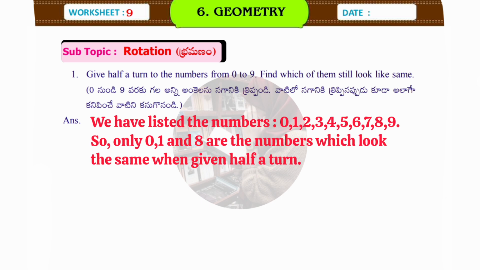We have listed the numbers from 0 to 9: 0, 1, 2, 3, 4, 5, 6, 7, 8 and 9. If we give a half turn to these numbers, only 0, 1 and 8 are the numbers which look the same. So write down, only 0, 1 and 8 are the numbers which look the same when given a half turn.